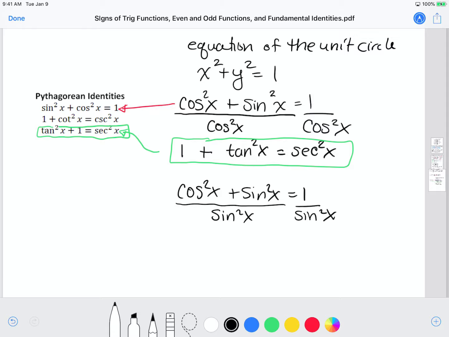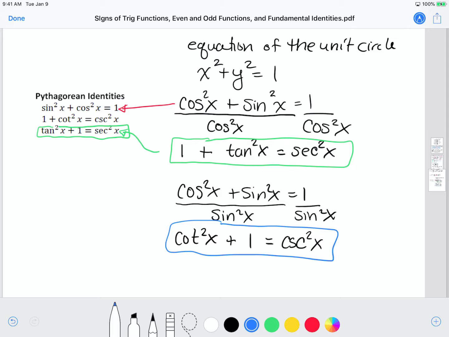When I take cosine squared over sine squared, that's going to give me cotangent squared x, because cosine over sine is cotangent, and when I square it, I get cotangent squared. Sine squared over sine squared is 1. And 1 over sine squared is cosecant squared, because 1 over sine is equivalent to cosecant because they're reciprocals. But if I square it, then it's going to give me cosecant squared. So this equation here is this one here.